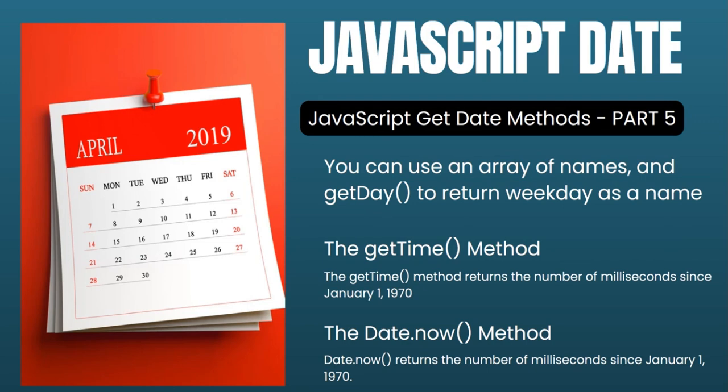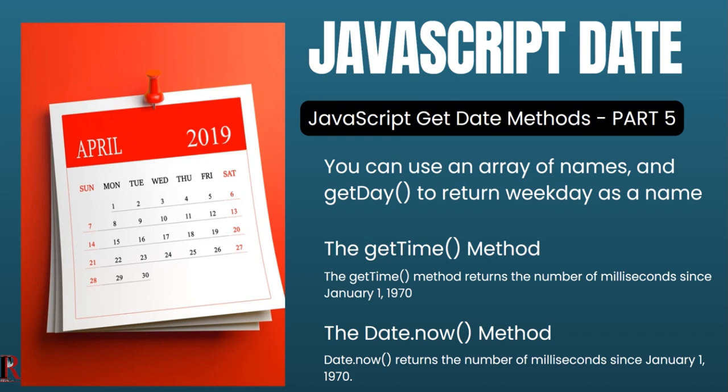In the previous lessons, we've been talking about how you can use different get date methods to return the value of either month, milliseconds, seconds, and day as a number. So you can also use an array of names and getDay to return the weekday as a name, just as we did for getMonth, using an array of months to get the month as a name as against just a number. So let's quickly take a look at that in this video.